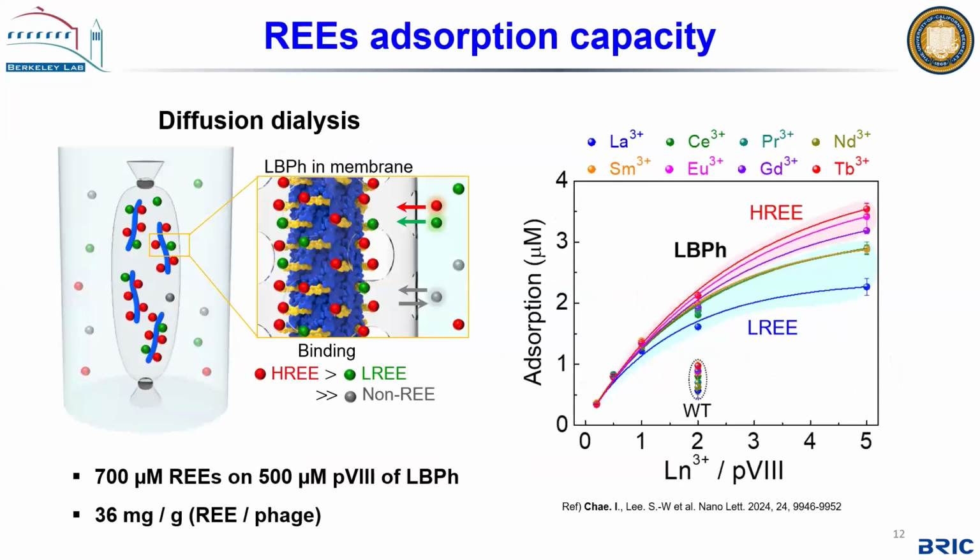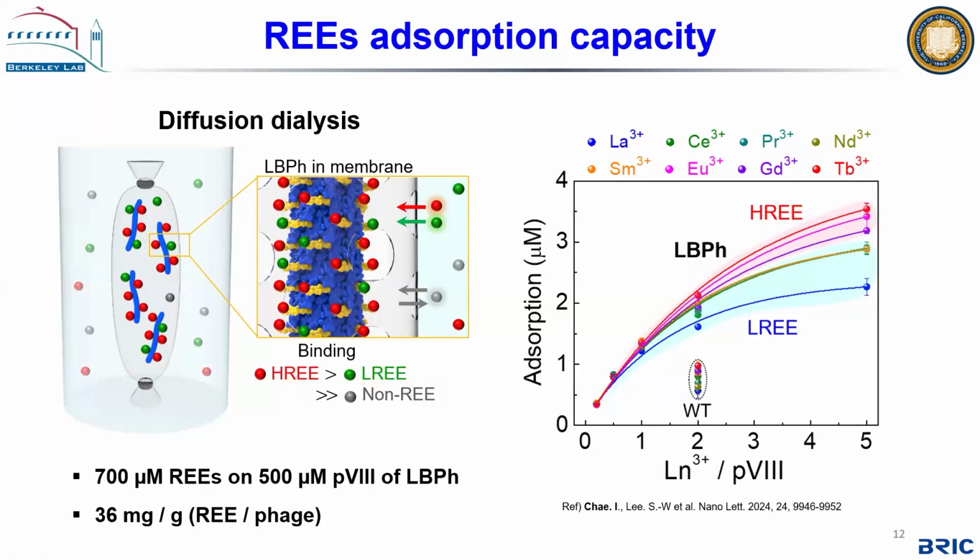Next, we tested how much the lanthanide ions can bind to the surface of the virus. You can see here the adsorption characterization. The heavy REs were bound to the virus more than light REs. We tested this by confining our virus inside a dialysis tube and analyzing how much binding is occurring inside the dialysis tube by comparing heavy RE, light RE, and non-REs. And our result shows non-REs were not bound to the virus, but heavy REs were bound much, much more than non-REs and light REs.